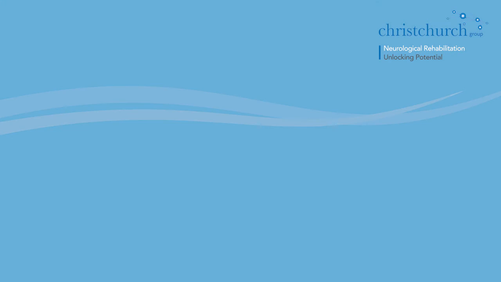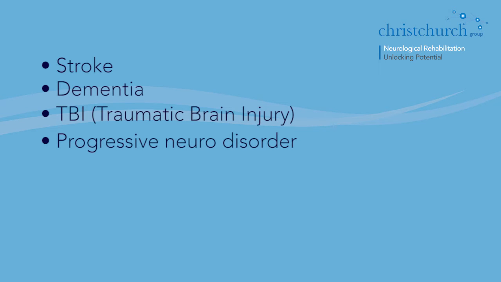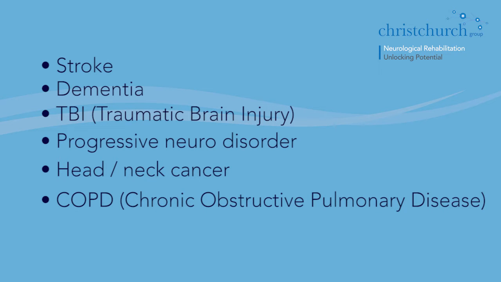Dysphagia occurs when there is a problem with the neural control or the structures that are used during the swallow process. The kinds of people who may present with dysphagia are people who have neurological problems such as stroke, dementia, traumatic brain injury, or progressive neurological disorders such as motor neuron disease, multiple sclerosis, and Huntington's disease. Other people who may be affected by dysphagia are people with head and neck cancer, or people with respiratory problems such as COPD. Children may also present with dysphagia due to a learning disability or a congenital disorder.